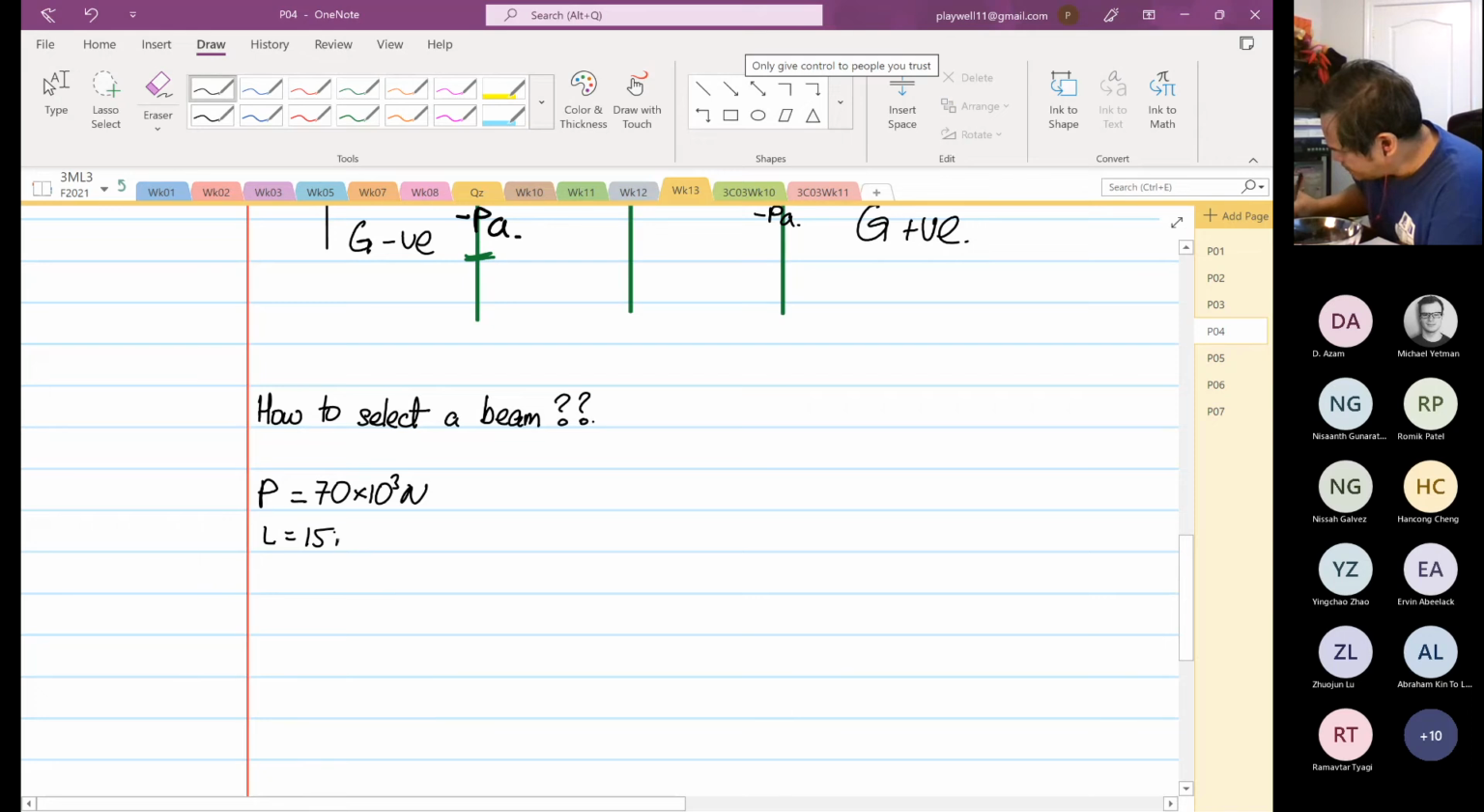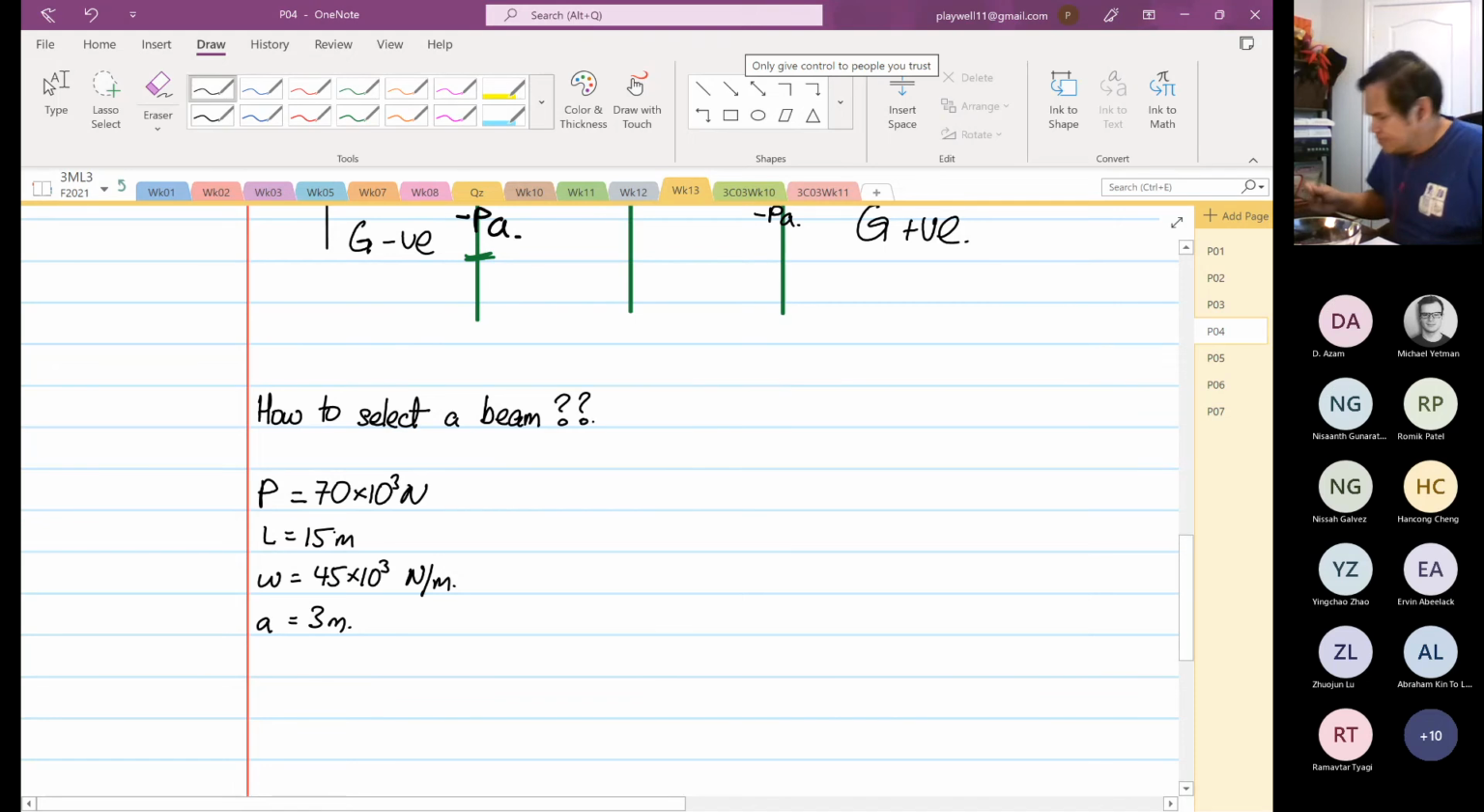The omega, the distributed load, is 45 times 10 to the power 3 Newton per meter. And A is going to be 3 meters.